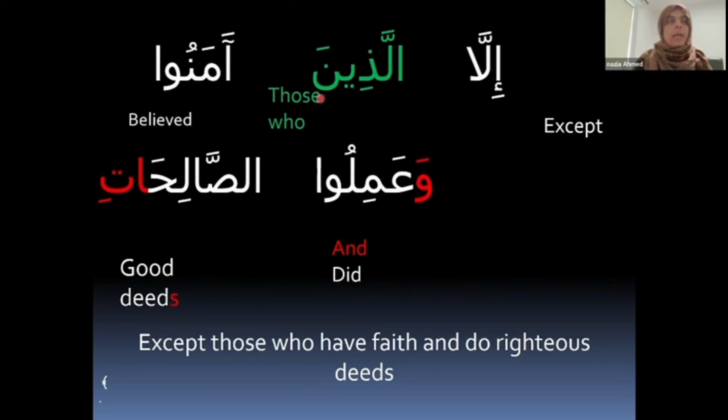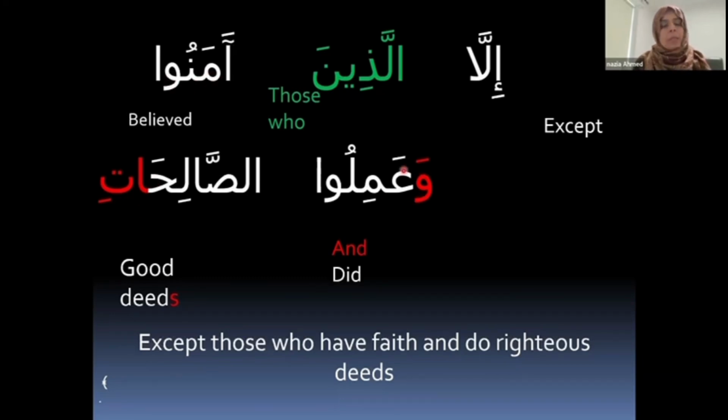alladhina, those who. Here comes a new word for you. Although you have read this word, grammatically it's a new word for you. And look at the meaning. It's believed. So here comes the action. People who believed, those who believed. So what is this? This is actually a verb. And what type of verb? It's a perfect verb. You can call it past tense.